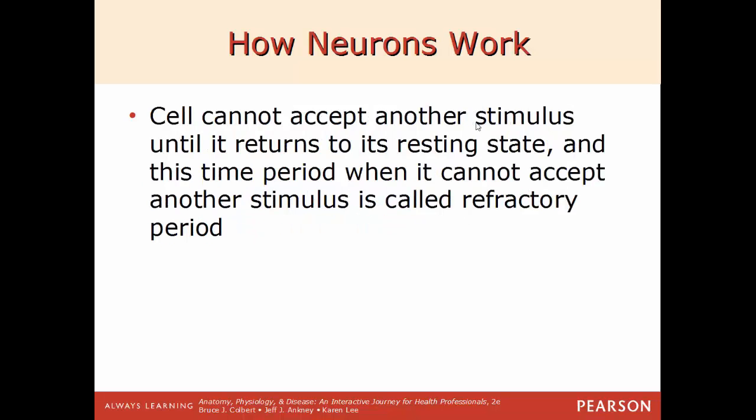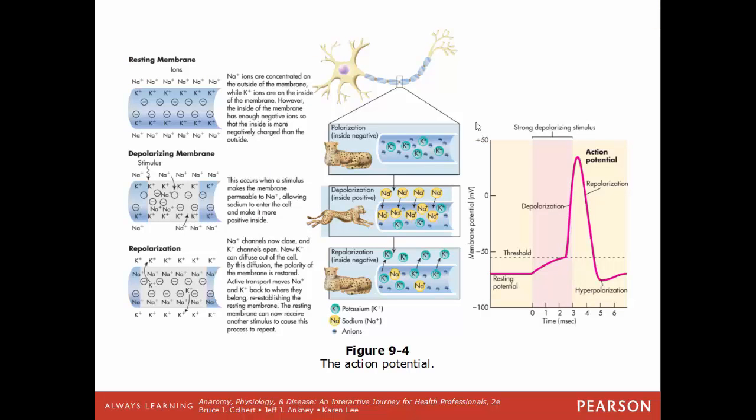Now, when a cell gets excited or stimulated, it can't receive another stimulus until it goes back to its resting state. And this short time frame is called the refractory period. There are a lot of images here, but we'll go over them each briefly. This first image up here is a resting potential.